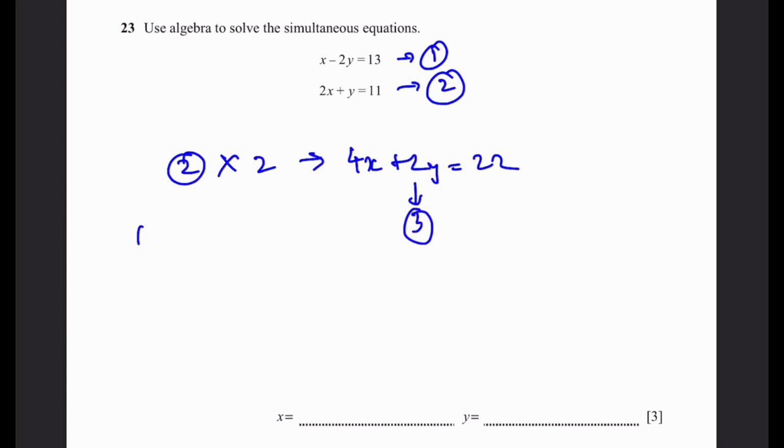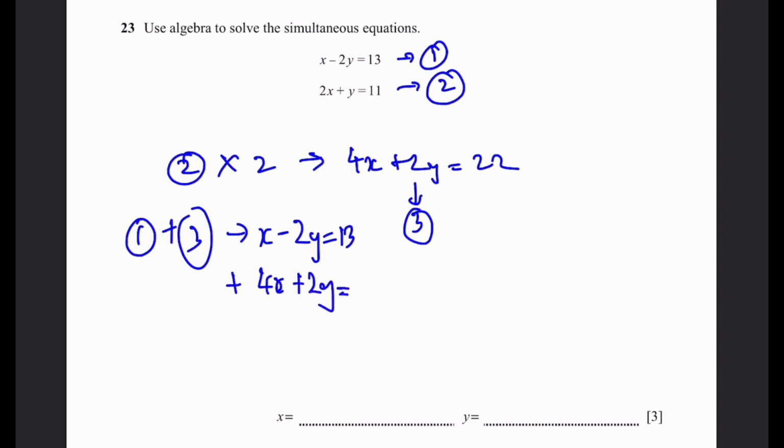Now we can add 1 plus 3. That'll be x minus 2y equals 13 plus 4x plus 2y equals 22. We will get the y's cancelled out. 5x is equal to 35. x is equal to 7. x is 7. Now we need to find y.